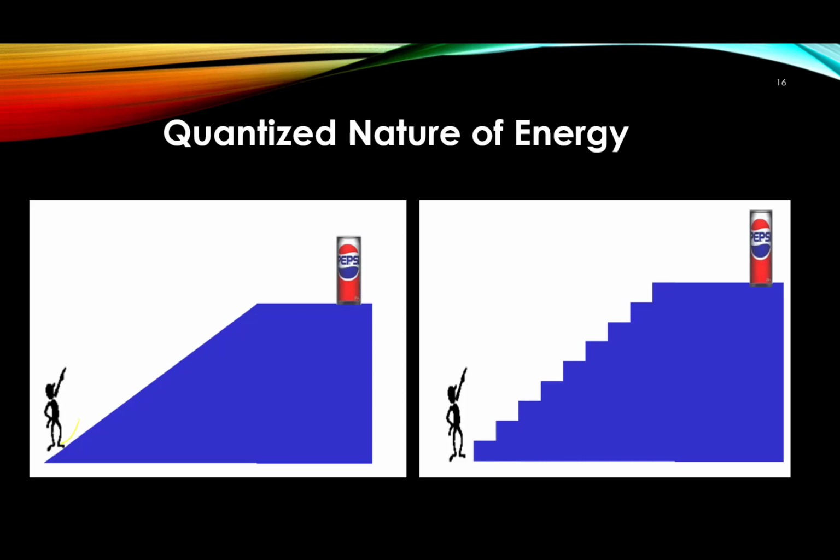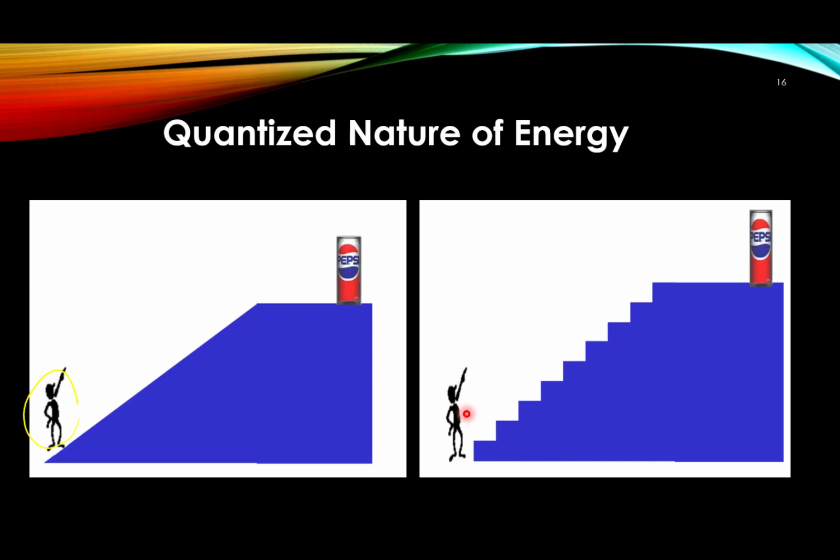If you look at this guy, he is going to go and get that can of Pepsi. In order for this little guy to reach that can of Pepsi, as you could see here, it has to go through every single step to get it. That's what we mean by the fact that energy is quantized.